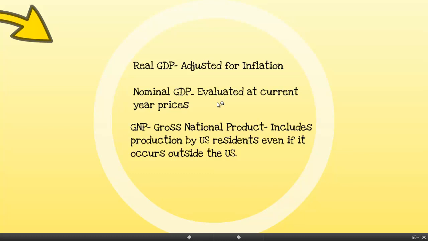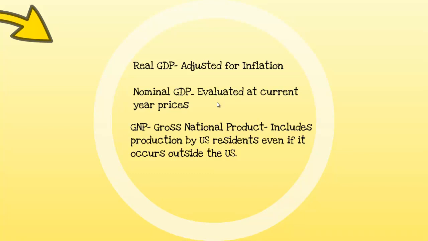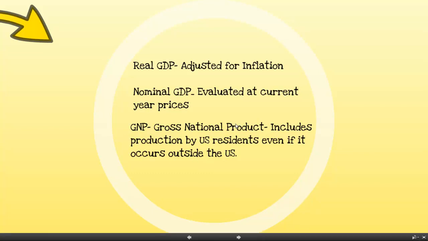The other thing that we can measure is gross national product. Gross domestic product is anything that we produce inside the United States. Gross national product includes production by U.S. residents, even if the production occurs outside the U.S. So most countries measure how they're doing by GDP, but GNP includes people that are working outside the United States producing stuff, even if they're a U.S. resident, but they don't live here or produce inside the United States.